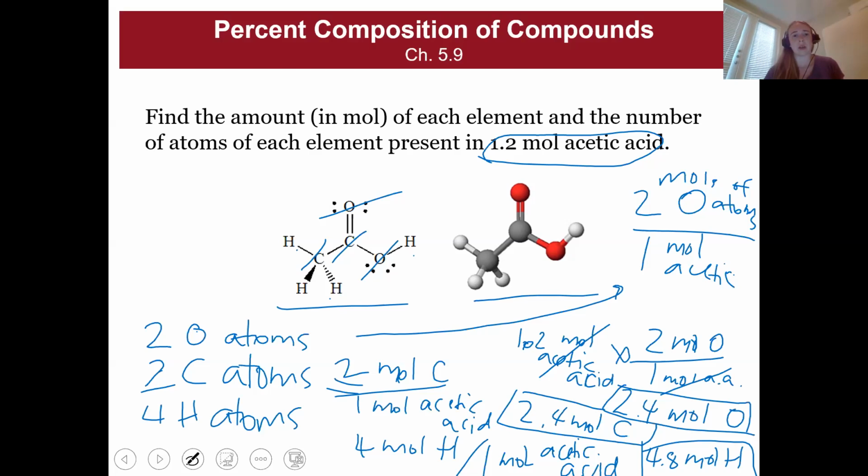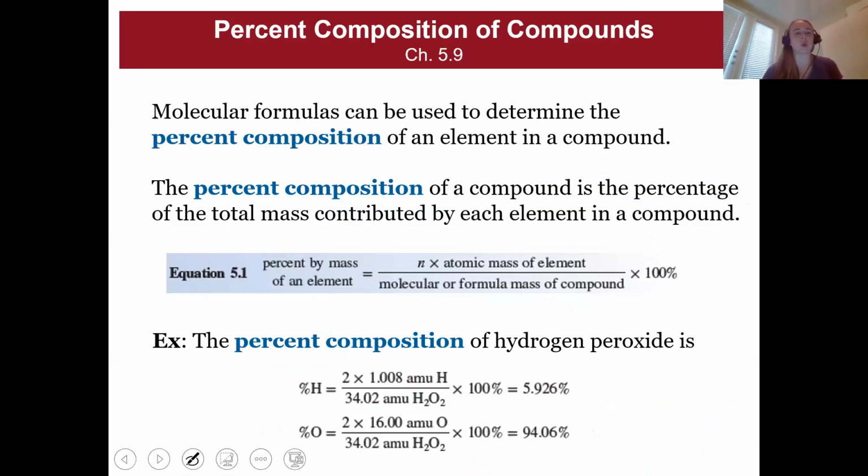So there you go. What else can we do with these molecular formulas and their molar masses? So molecular formulas can be used to determine the percent composition of an element in a compound. Just like we can find the exact amounts of each element in a certain sample of a compound, we can find the percentage of that element in that compound. So the percent composition of a compound is the percentage of the total mass contributed by each element in the compound. Okay, so how do we calculate that?